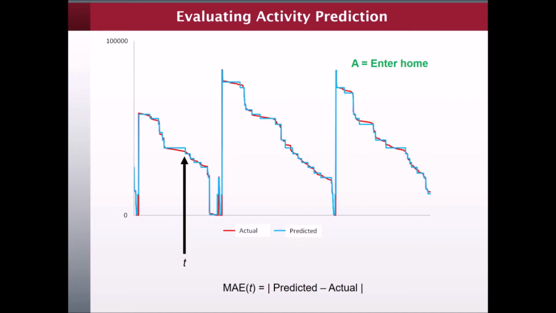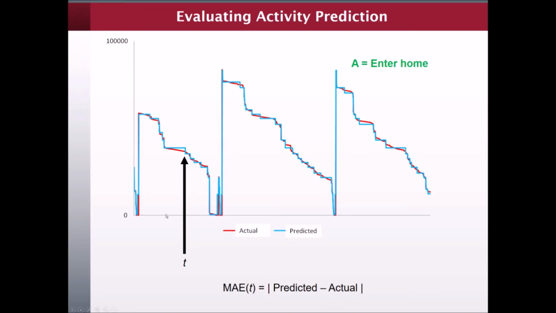As we see here, if we're looking at an activity enter home, and the red lines indicate the actual delay until the activity will occur again, and the blue times indicate the predicted time until the activity will occur again, then for any time t, what we want to look at is the difference between the blue line and the red line, and that is the error. So it's the absolute value of the difference between the predicted delay and the actual delay.